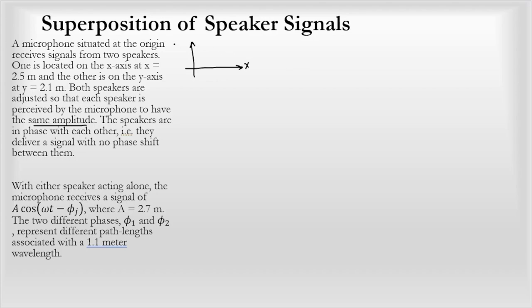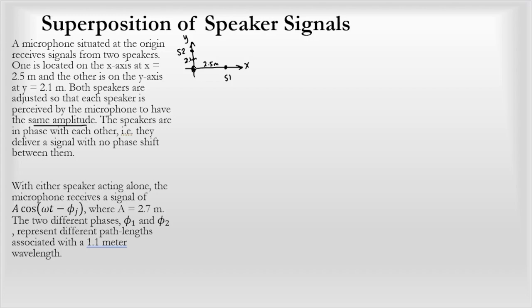So this is a coordinate system for my speakers. Notice this is a different x and y than the x and y in our wave equations. I'll get those going in a second. So I'm going to call this speaker 1 on the x-axis. We're going to notice that it's at 2.5 meters away from the origin. Speaker 2 I'm going to put over here, and this is 2.1 meters here.